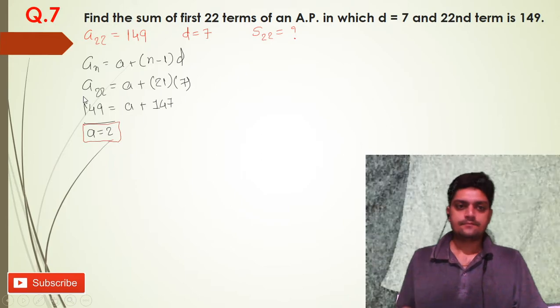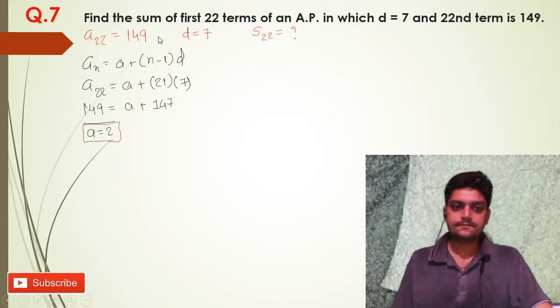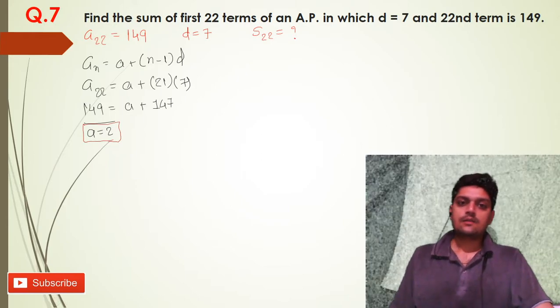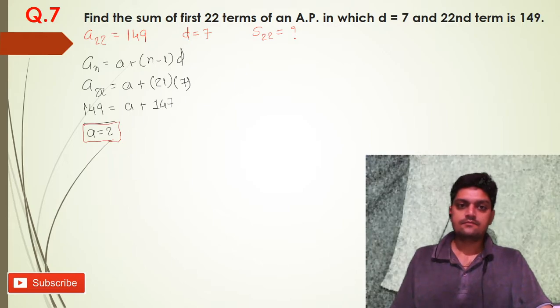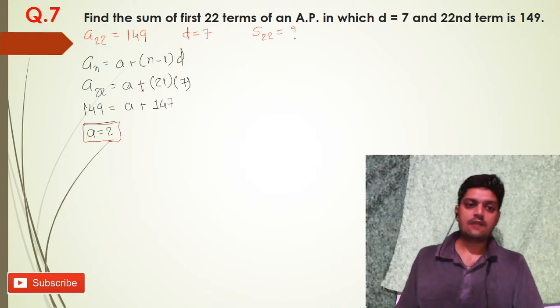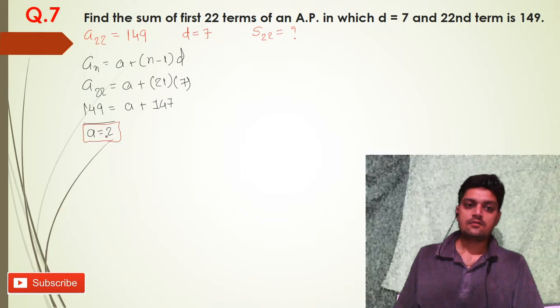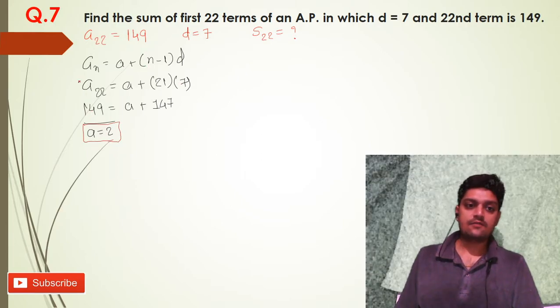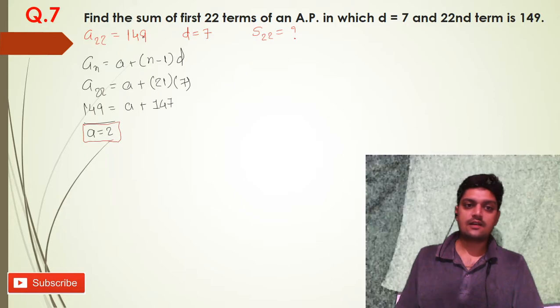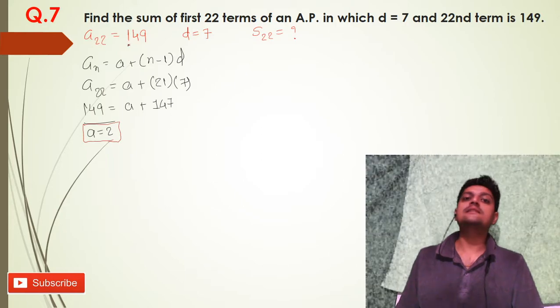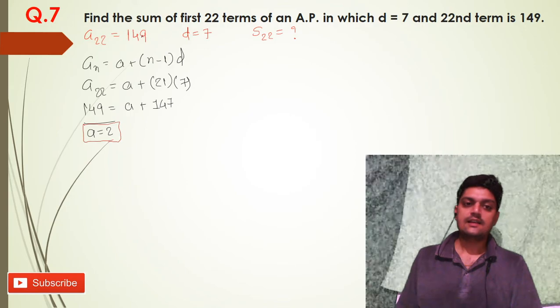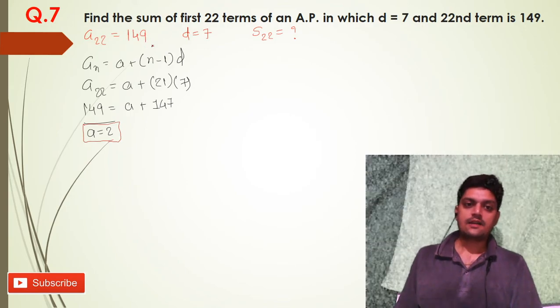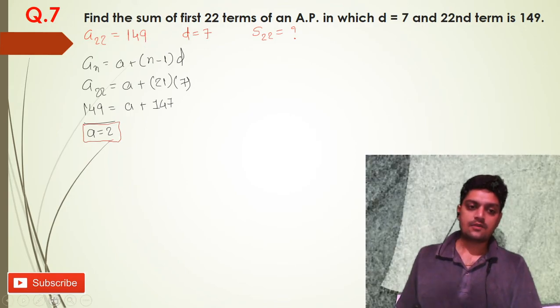Okay, so now the sum of first 22 terms we have to find. So now using a, what can we find? L, means the 22nd term also we can find. The 22nd term is already given, that is 149, means this is the last term. See, this is the last term. Okay, so now what should we write?